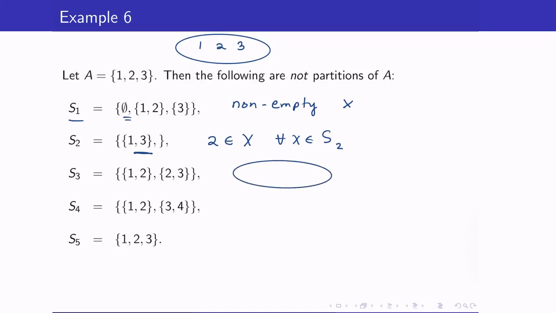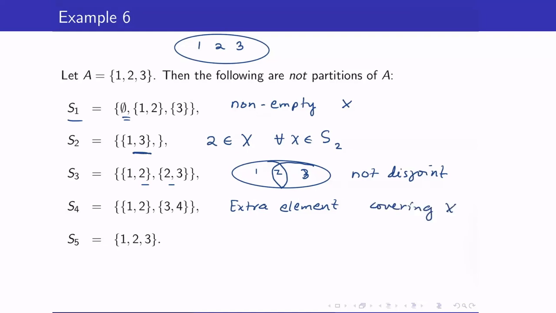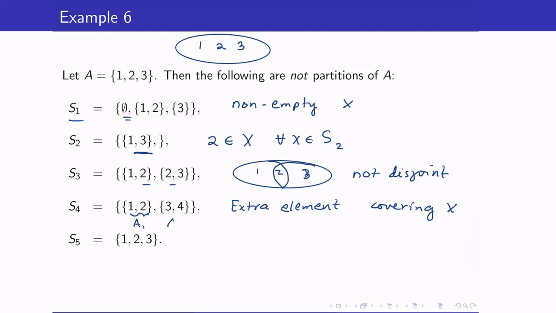What about this one? Why is this not a partition? Because we have something in common. So we have 1, 2, 3. The first set is this one, and then the second set involves 2 and 3. So this one is not disjoint. What about S4? It has an extra element. What is that property that is not satisfied? The covering property, right? Because if this is A1, A2, when you get the union of A1 and A2, that is not the set A because it has an extra element, the element 4.